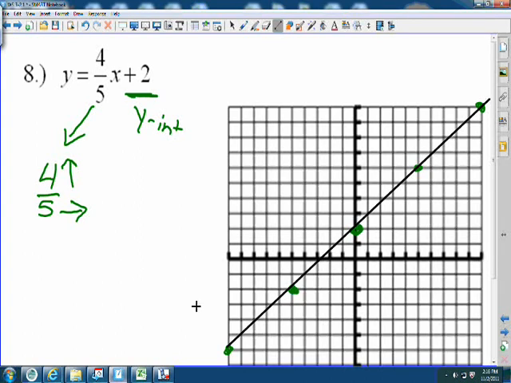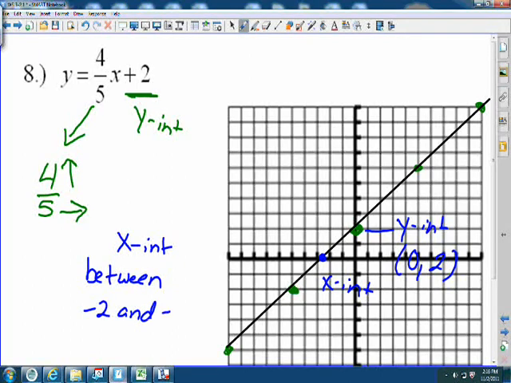Now, what if I asked you here, what is the x-intercept? See, I know my y-intercept right here, and that's 0, 2. My x-intercept, it crosses right here. Okay, it looks like it's between negative 2 and negative 3. So even if it was a multiple choice test, you could look and see and eliminate any answer choices that were not in between those two.